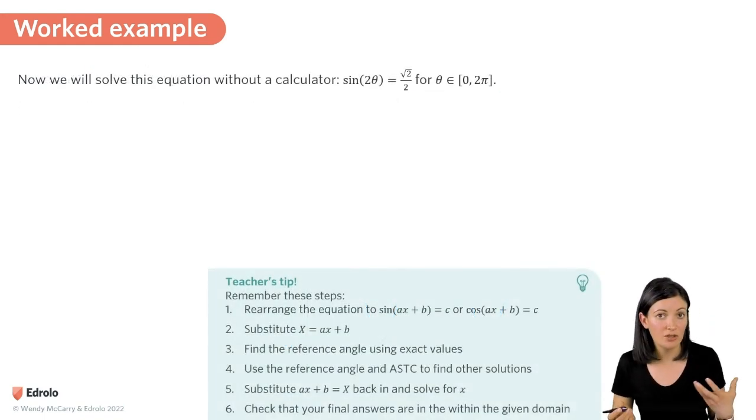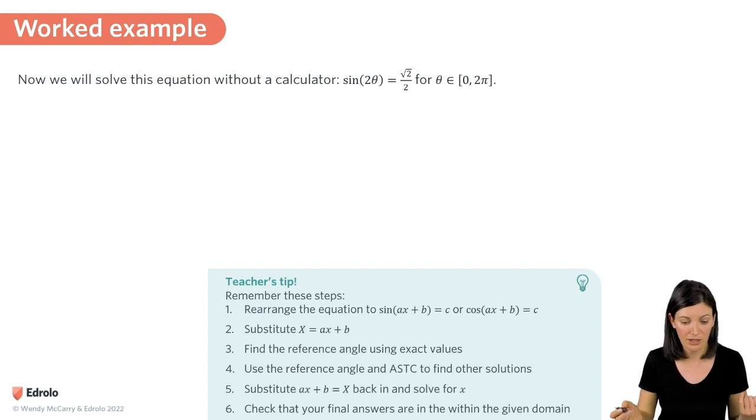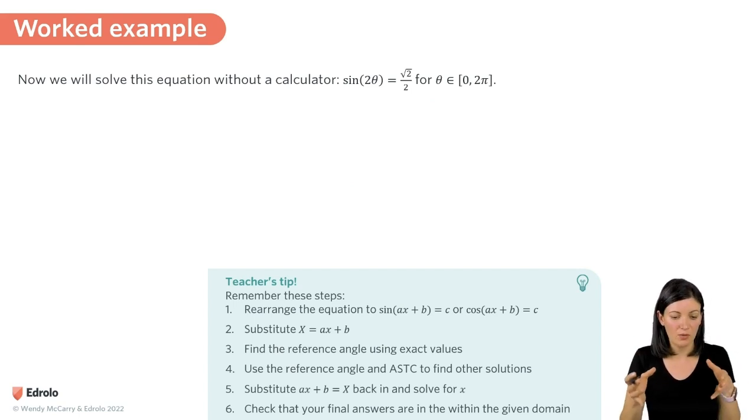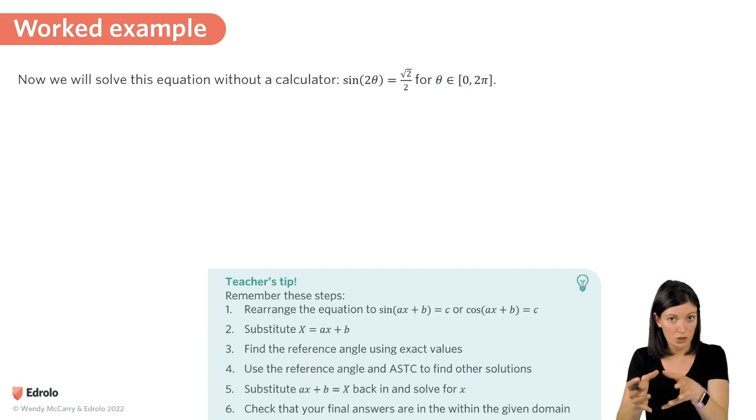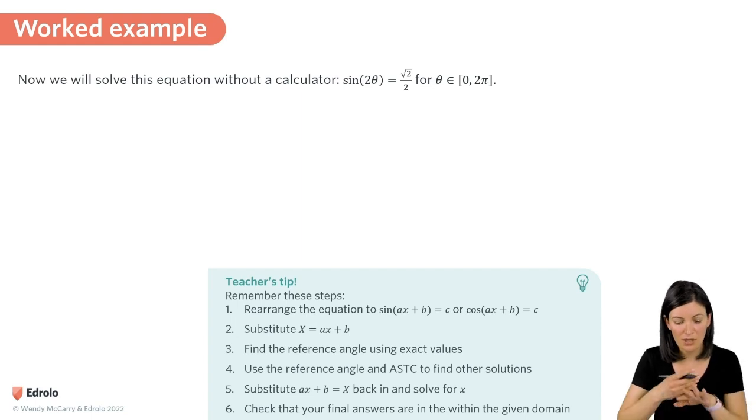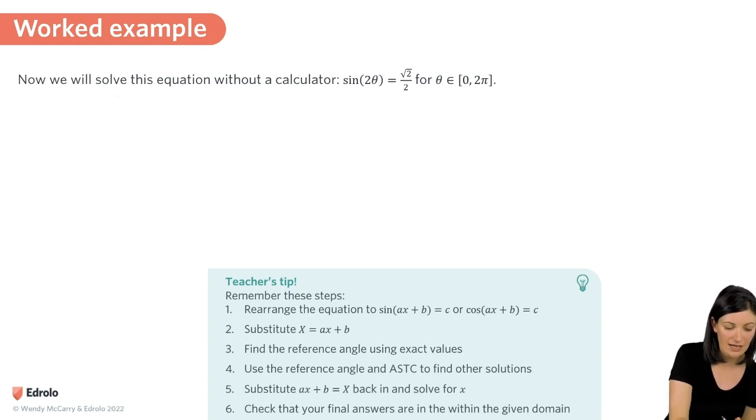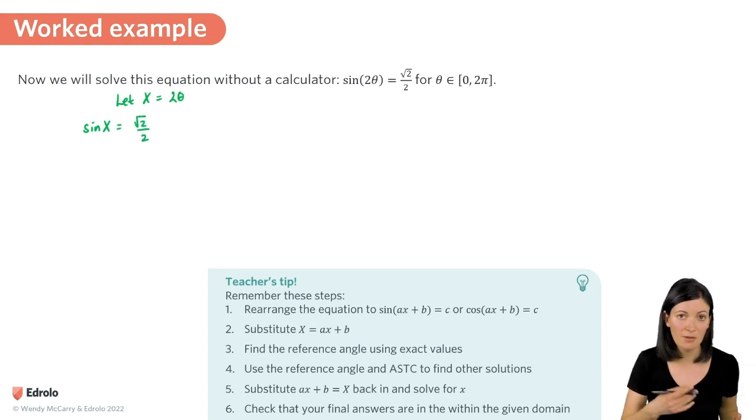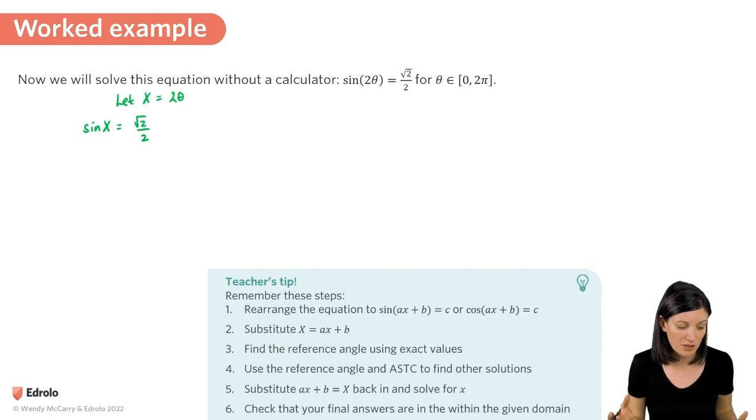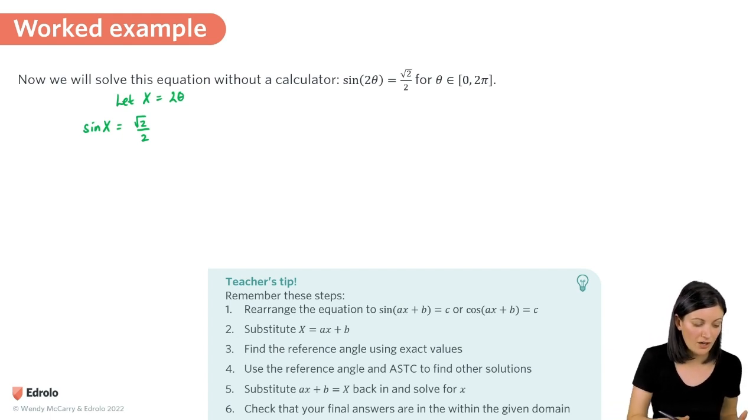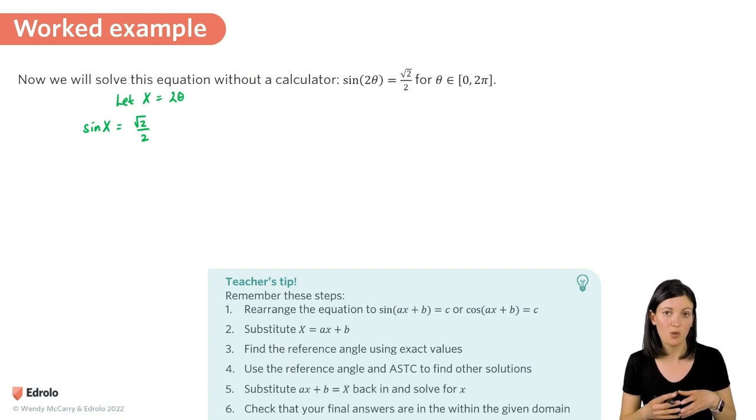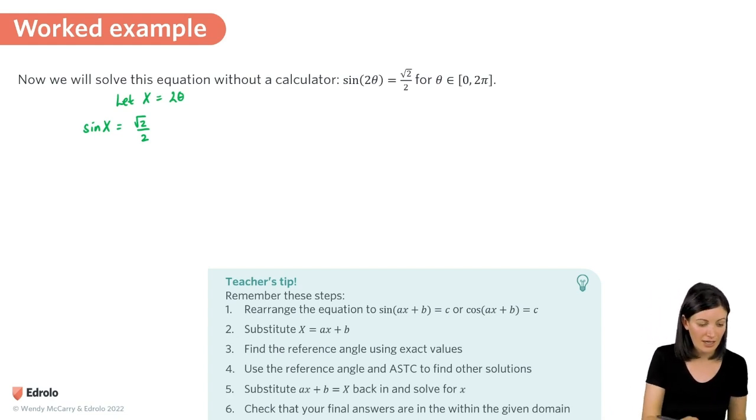All right, so now let's have a look at how we would solve something like this without a calculator. I've already got my equation in the right form: sine of 2 theta is equal to root 2 on 2. My next step is to ignore that 2 theta and just say, let x equal 2 theta. Now I'm just going to solve sine of x equals root 2 on 2 the way I normally would, okay? So I'm looking for where sine of x is equal to root 2 on 2. My base angle there is pi on 4.